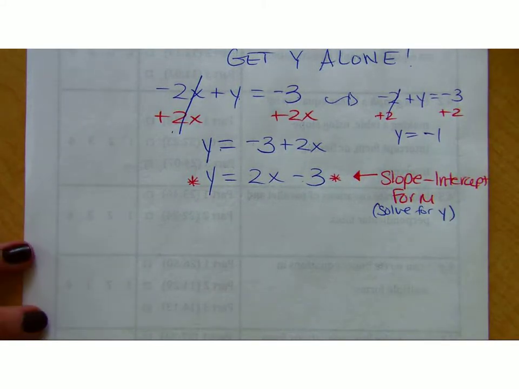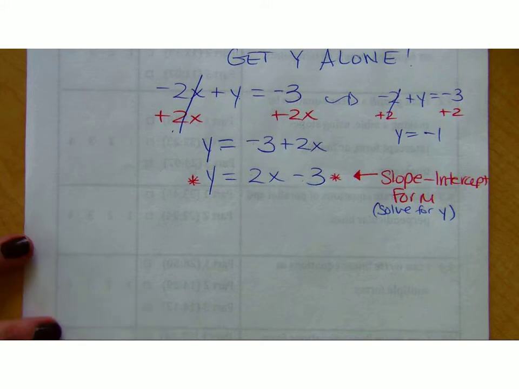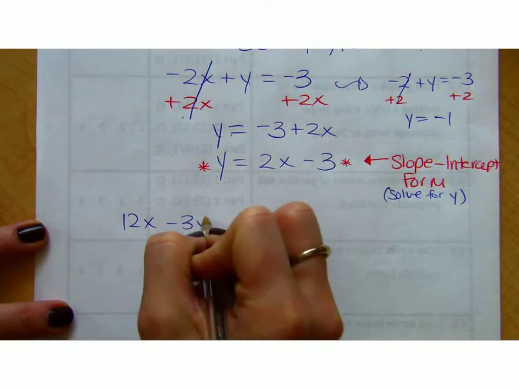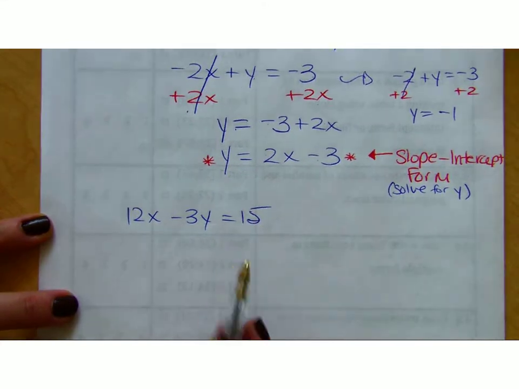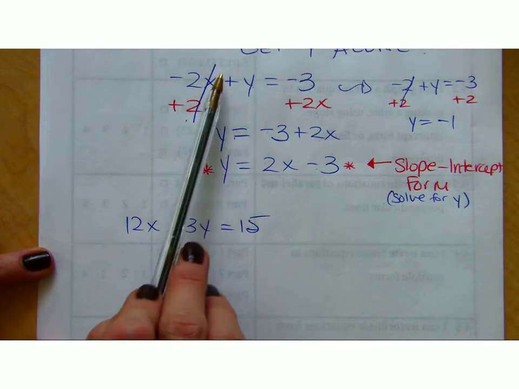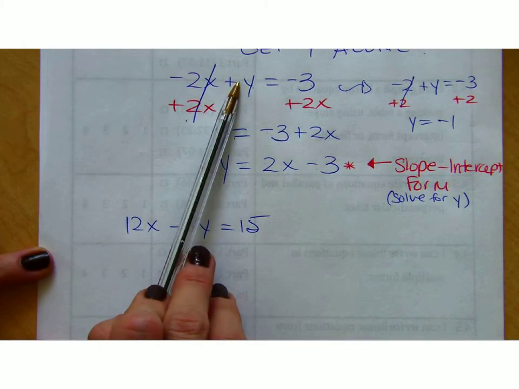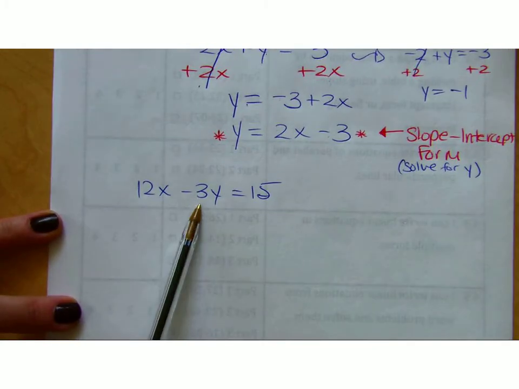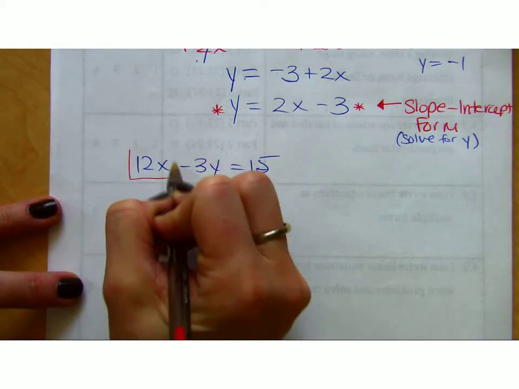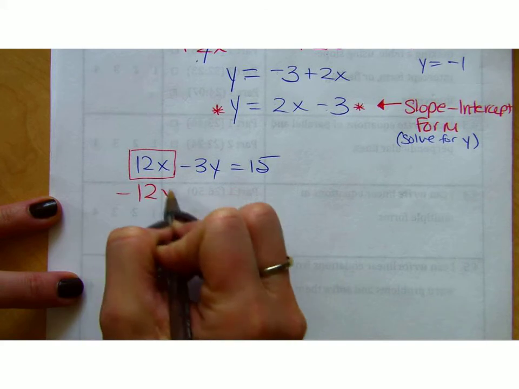All right, so not all of them are going to be that easy. How about 12x minus 3y equals 15? This one's a little different because up here, there was no coefficient in front of y. But now there's a -3. It's a little bit of a game changer. So look here. First thing you want to do is cancel out your x term. You with me?